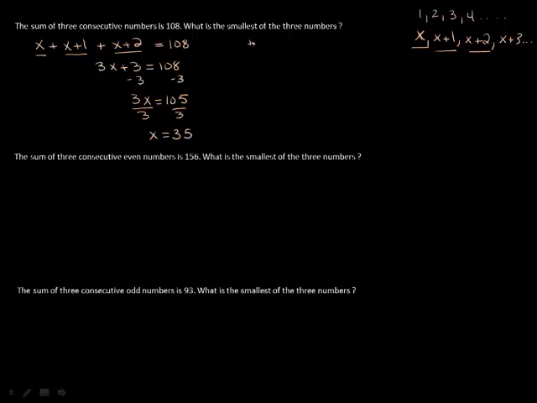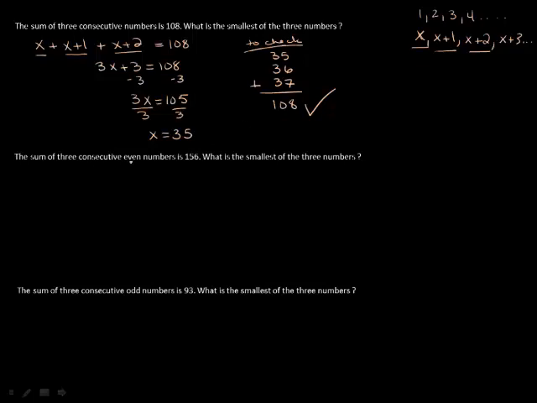Now to check. Consecutive means they'll go in order. 35, 36, 37. If I add these together, I should get 108. So 35 plus 36 plus 37. When I do add those together, I get 108. So it worked.